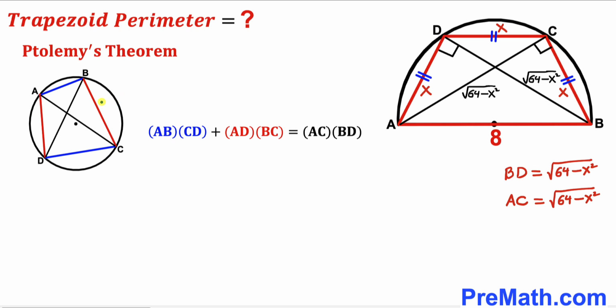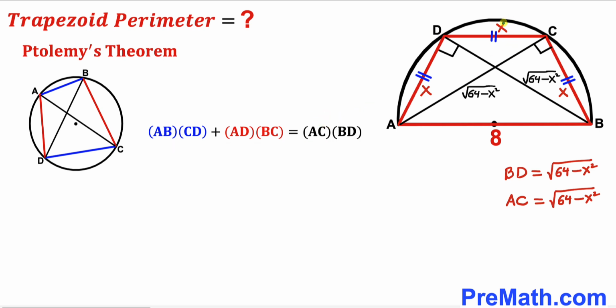According to this theorem, we have this cyclic quadrilateral ABCD in this diagram, where we have these side lengths AB, CD, AD and BC, along with these diagonals AC and BD. And according to Ptolemy's theorem, side length AB times side length CD plus the side length AD times BC is going to be equal to the product of these two diagonals AC and BD.